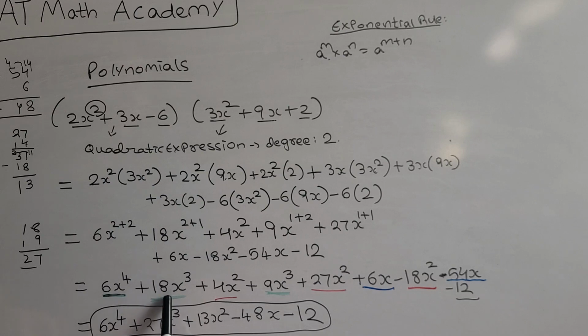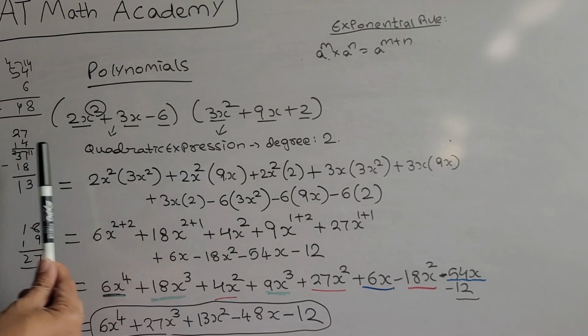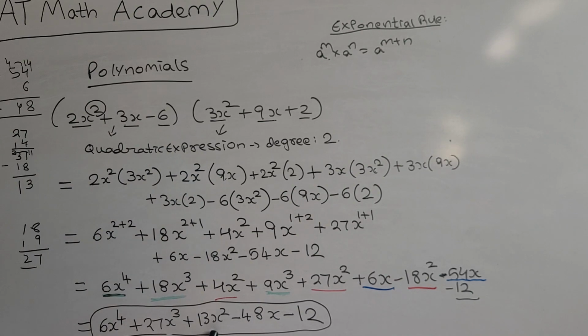For x cube, I have 18x cube and 9x cube. So these are positive signs, so I'm adding these two numbers. 18 plus 9 is 27. For x square, 4x square, 27x square, minus 18x square. So plus 4 plus 27 is plus 31, minus 18 is 13. So 13x square.